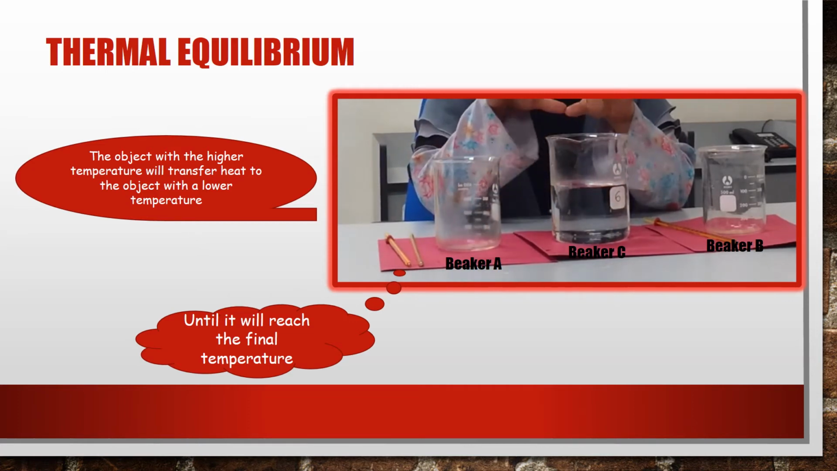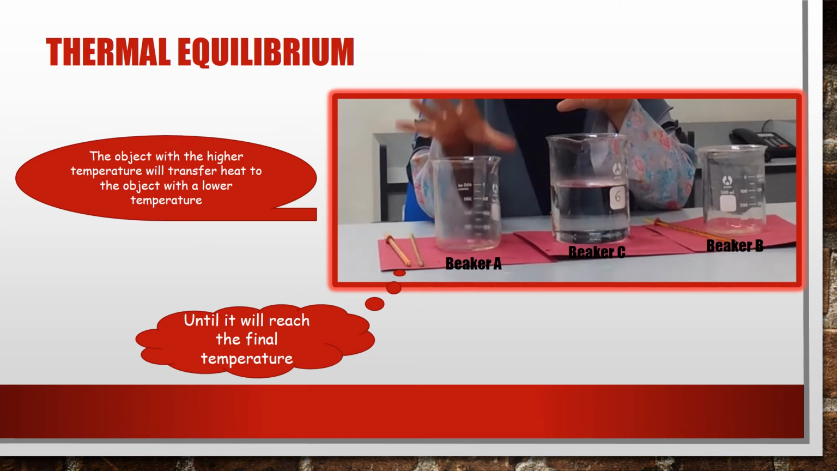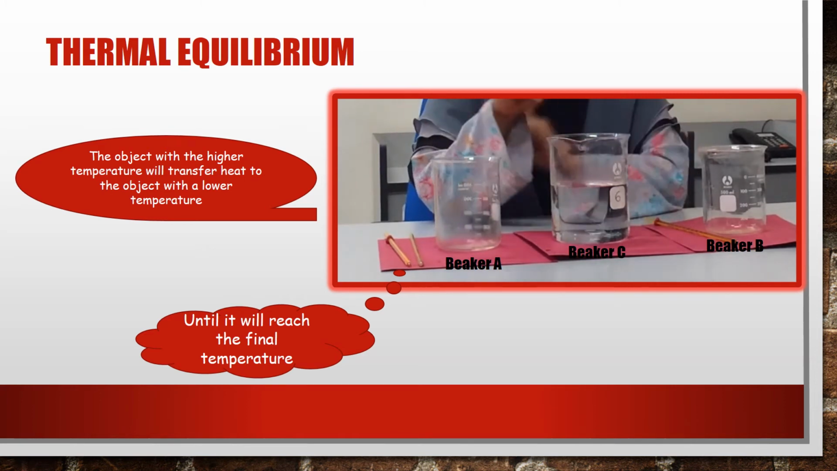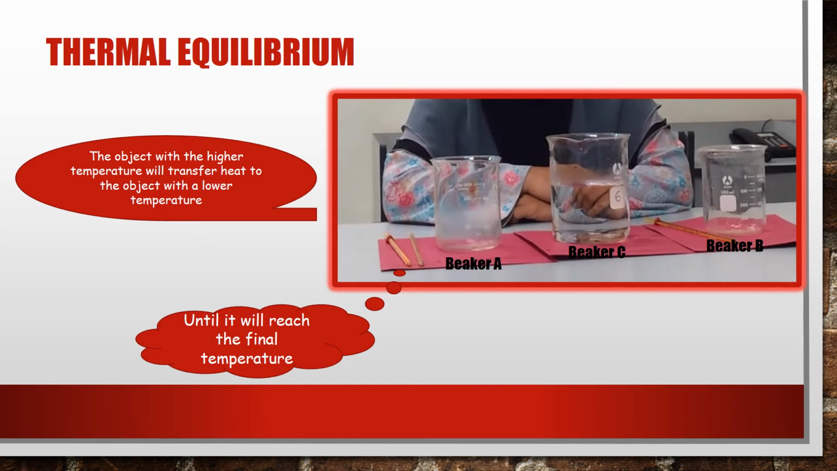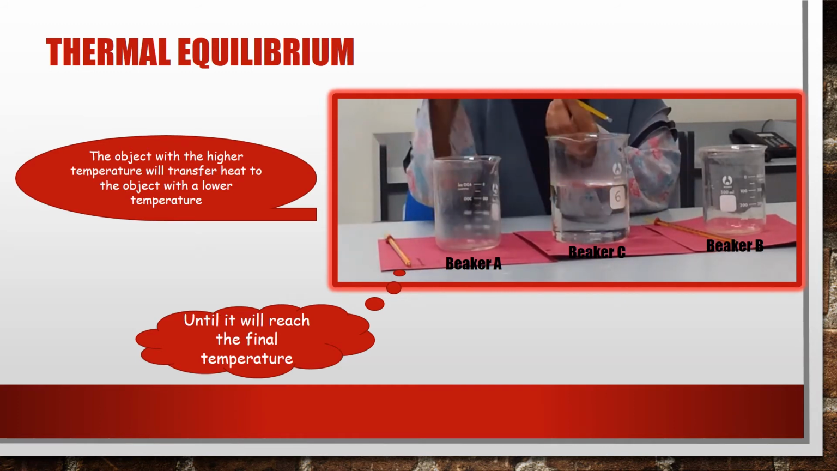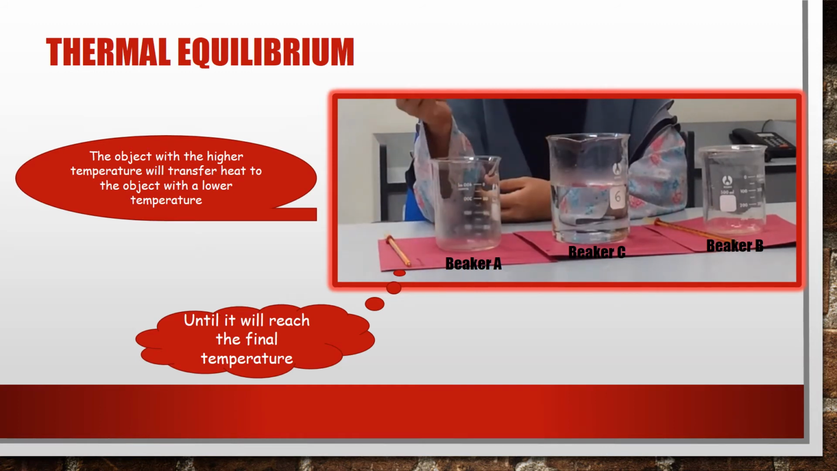When the cold water and hot water were mixed, the water with the higher temperature transferred heat to the water with the lower temperature. The process of transferring heat will continue until the mixture attains the same temperature. At this state, the mixture has reached thermal equilibrium.